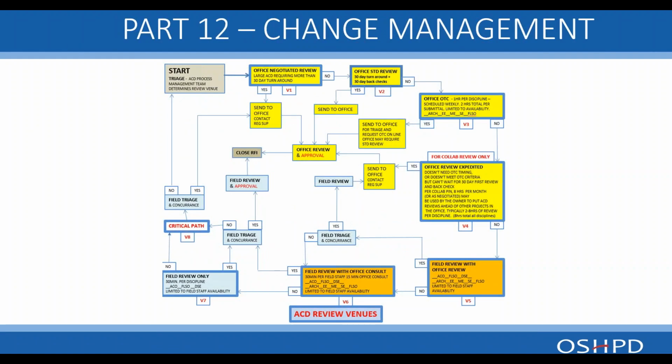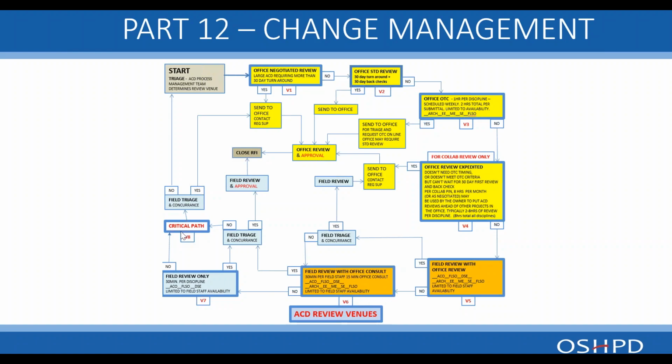This is some diagrams that some large projects have used in one way or another. And basically, it lists the different venues available to review ACDs, and it shows the start of the ACD. To start with, can we do an office review? And it works its way around finally to the field. And lastly, you'll notice the critical path.